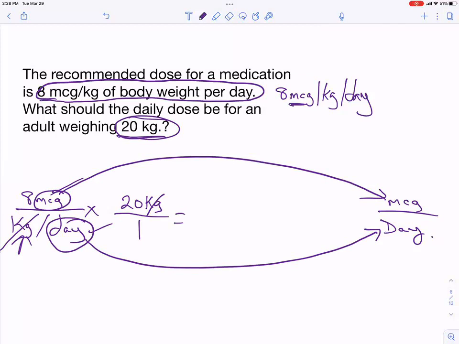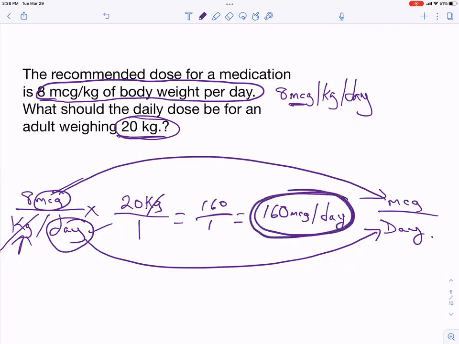8 times 20 is 160. 1 times nothing is 1. So my answer will be 160 micrograms per day. And that is the recommended dose per day. That is what this patient should receive per day. So if the doctor said, I'm going to give it 4 times a day, you know that he would not give more than 160 micrograms in that total day. So that's how you do 3-factor. You set it up. Numerator and denominator 3-factor. And what makes it different from 2-factor is now we've added time.